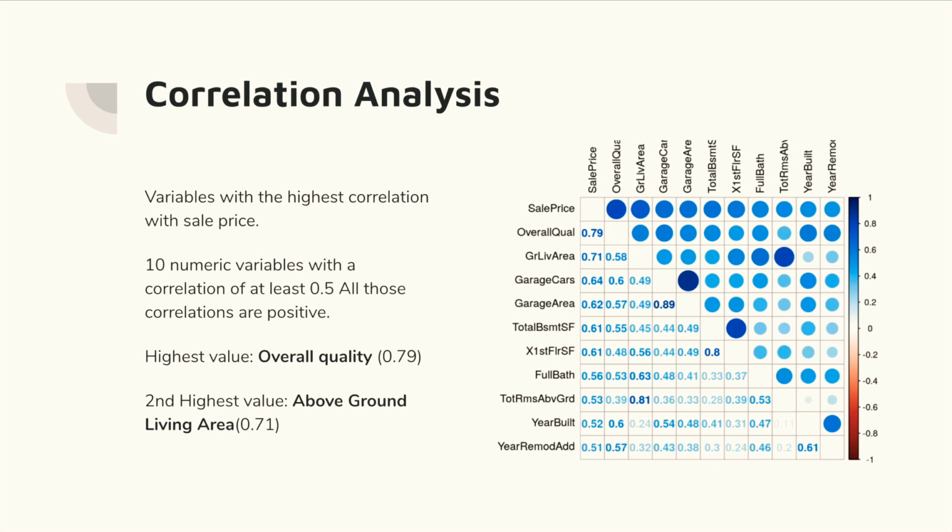In order to figure out the most important factors of houses, we did a correlation analysis of variables with sale price. There are 10 numeric variables with a correlation of at least 0.5, and all those correlations are positive. Our highest value is overall quality at 0.79, and the second most important is above ground living area with a value of 0.71.